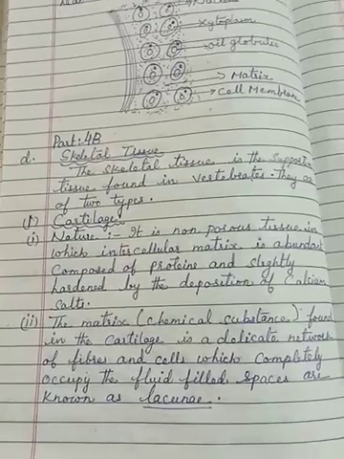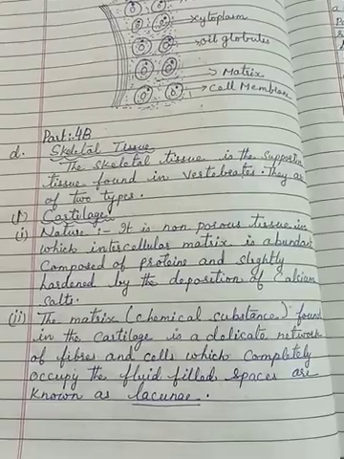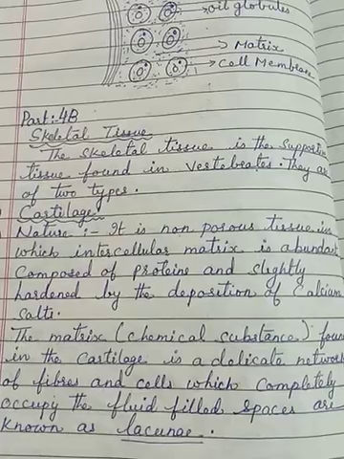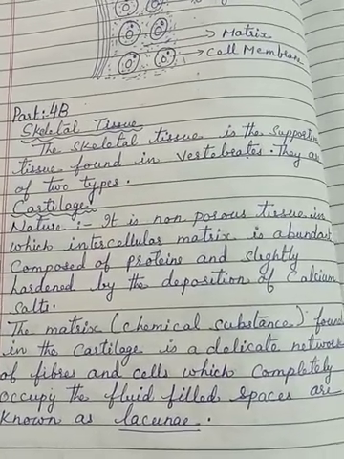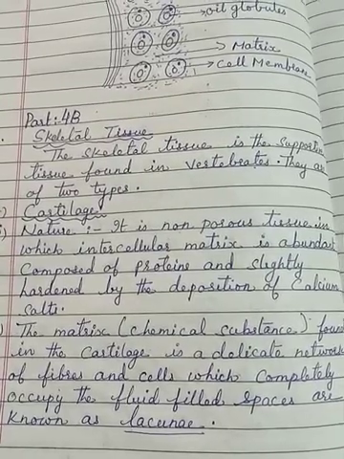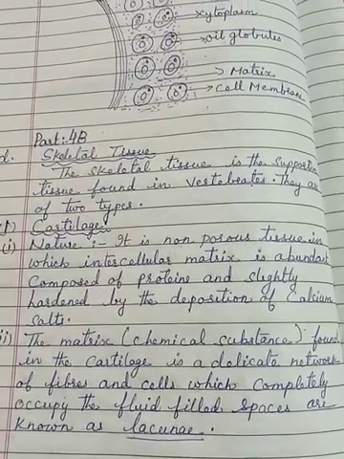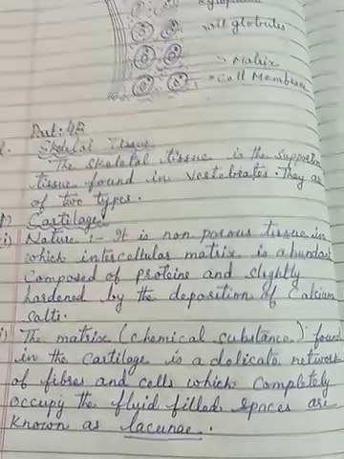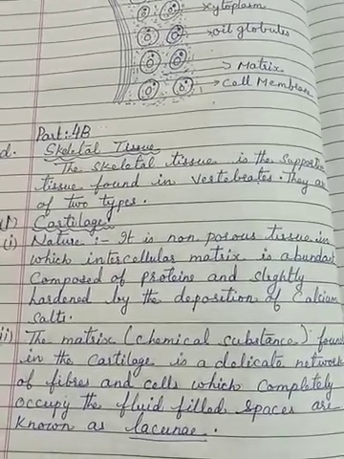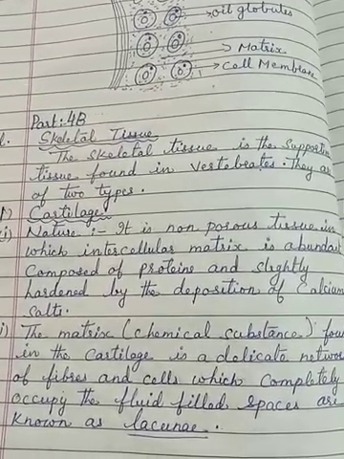So cartilage, the nature of the cartilage. It is non-porous tissue in which intercellular matrix is abundant, composed of proteins and slightly hardened by the deposition of calcium salts. It does not have any pores and a lot of intercellular matrix is present in this, and this matrix is composed of proteins and the calcium salts which makes the matrix slightly hardened.